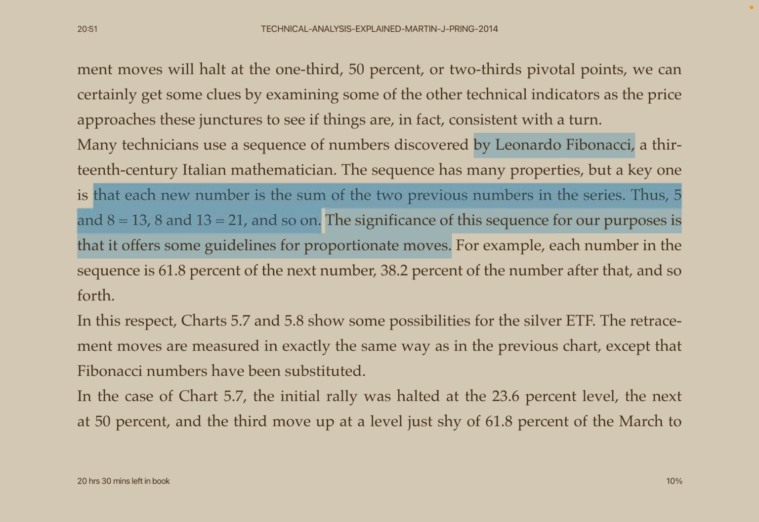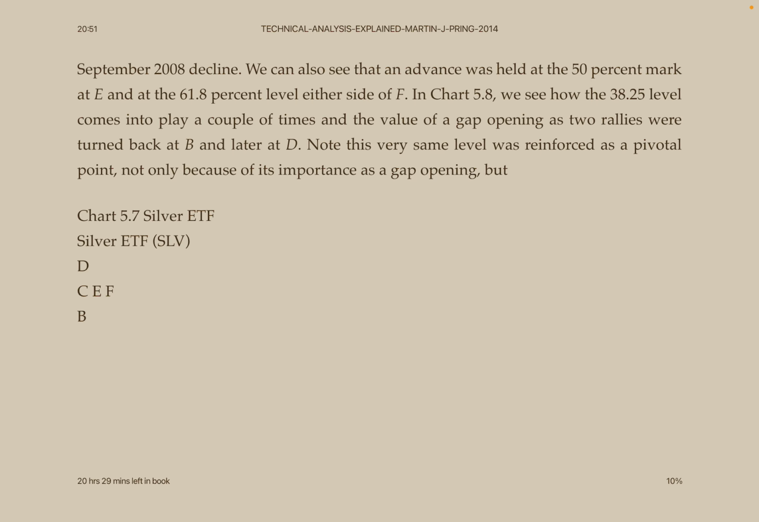For example, each number in the sequence is 61.8% of the next number, 38.2% of the number after that, and so on. In this respect, charts 5.7 and 5.8 show some possibilities for the silver ETF. The retracement moves are measured in exactly the same way as in the previous chart, except that Fibonacci numbers have been substituted. In the case of chart 5.7, the initial rally was halted at the 23.6% level, the next at 50%, and the third move up at a level just shy of 61.8% of the March to September 2008 decline.